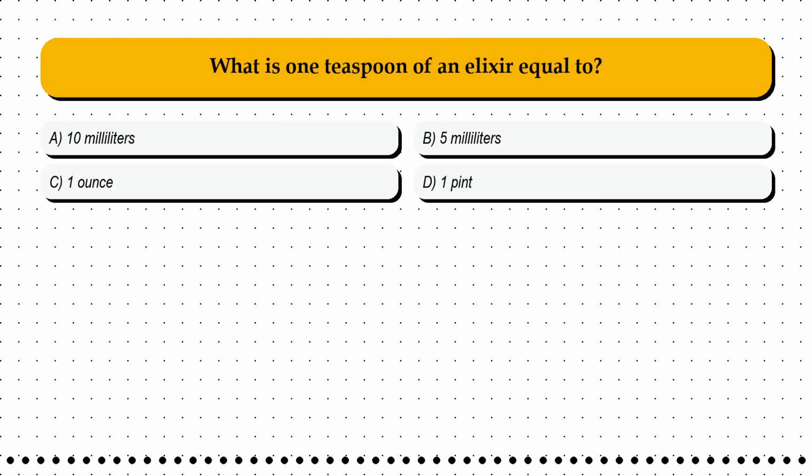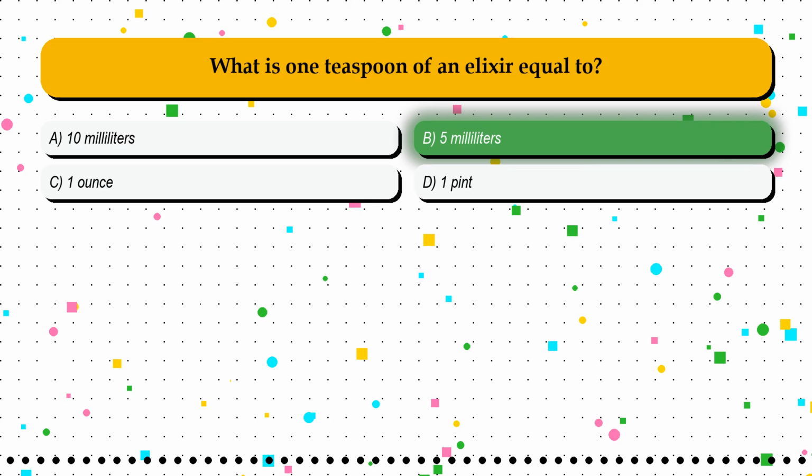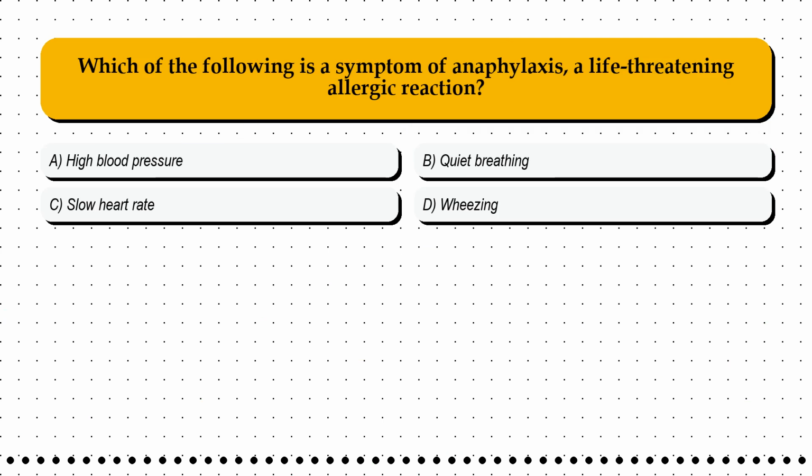Question 3. What is 1 teaspoon of an elixir equal to? Option A. 10 milliliters. Option B. 5 milliliters. Option C. 1 ounce. Option D. 1 pint. The correct answer is option B. 5 milliliters.